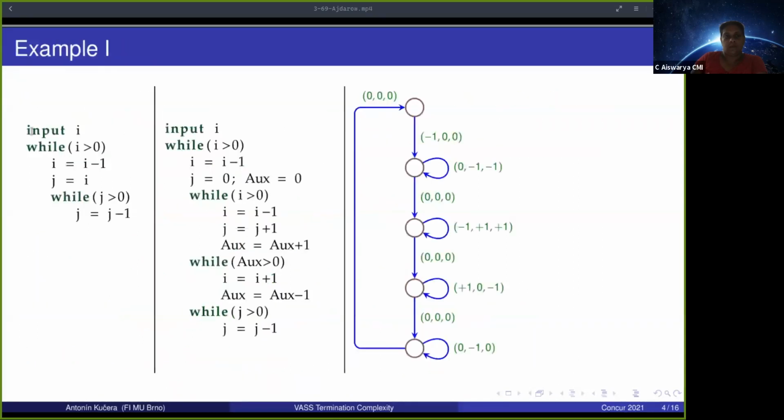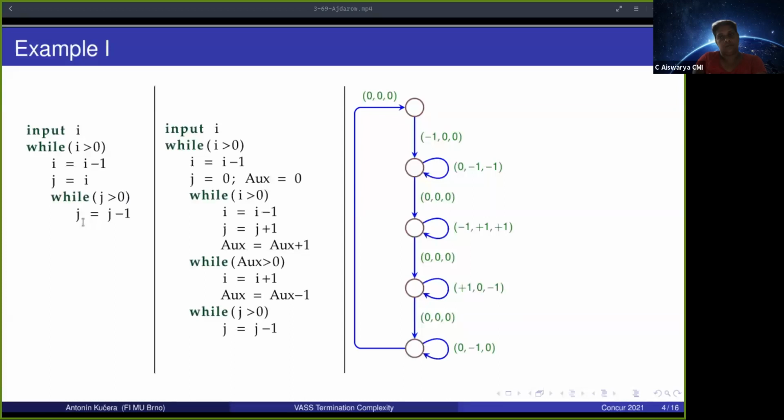Let us first consider this simple program. It starts by inputting a non-negative integer value i and continues by executing these two nested while loops driven by the variables i and j. And our aim is to determine the time complexity of this program. This can be achieved by constructing a VAS model for this program and analyzing its termination complexity.